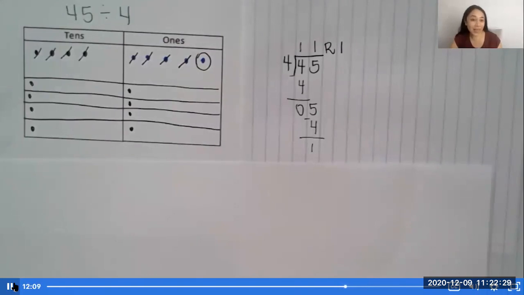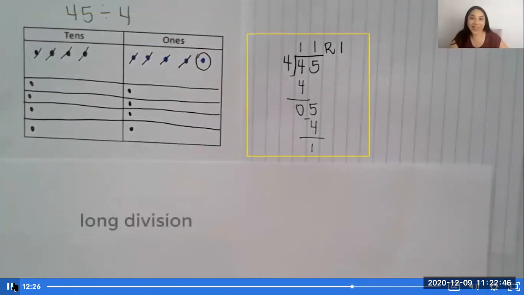While dividing today, we showed it in 2 different ways. The first way, we represented the whole and the divisor on a place value chart. The second way we recorded was through a written problem. We call this long division. Whisper that with me now. Long division.